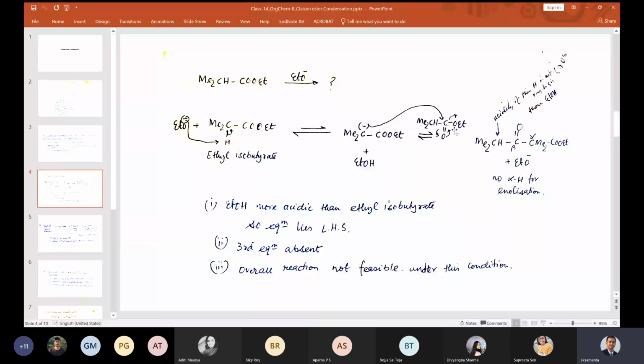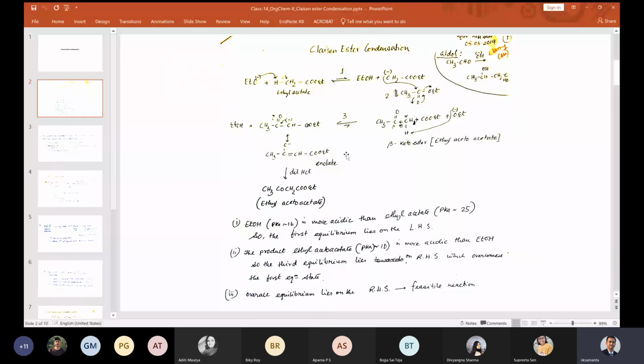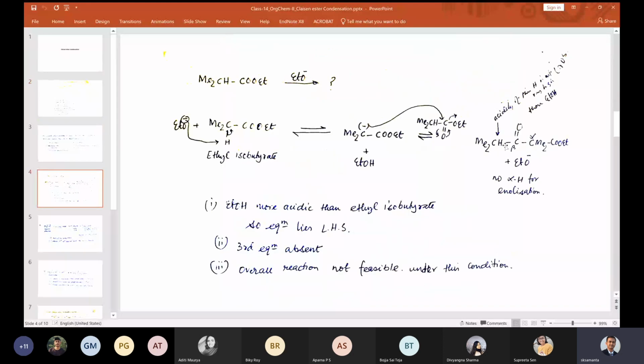Now in this product you do not have an alpha hydrogen here, the one which is responsible for making the third equilibrium possible. This third equilibrium was the one which helps this reaction to happen, to make this reaction feasible. But here you do not have this alpha hydrogen to make it possible. So the third equilibrium does not exist.